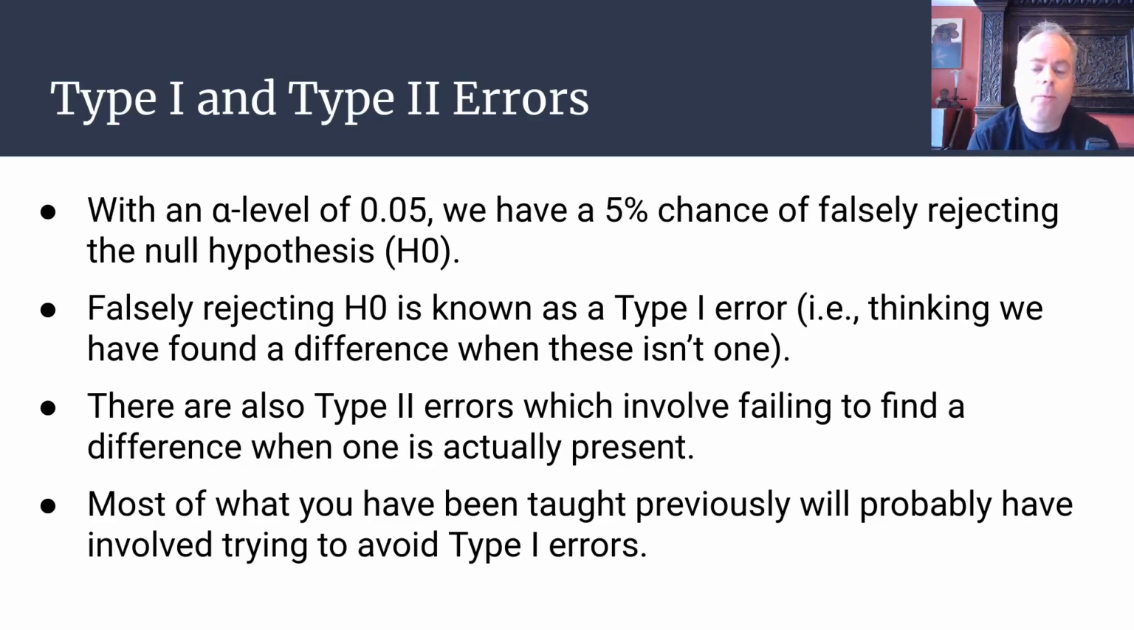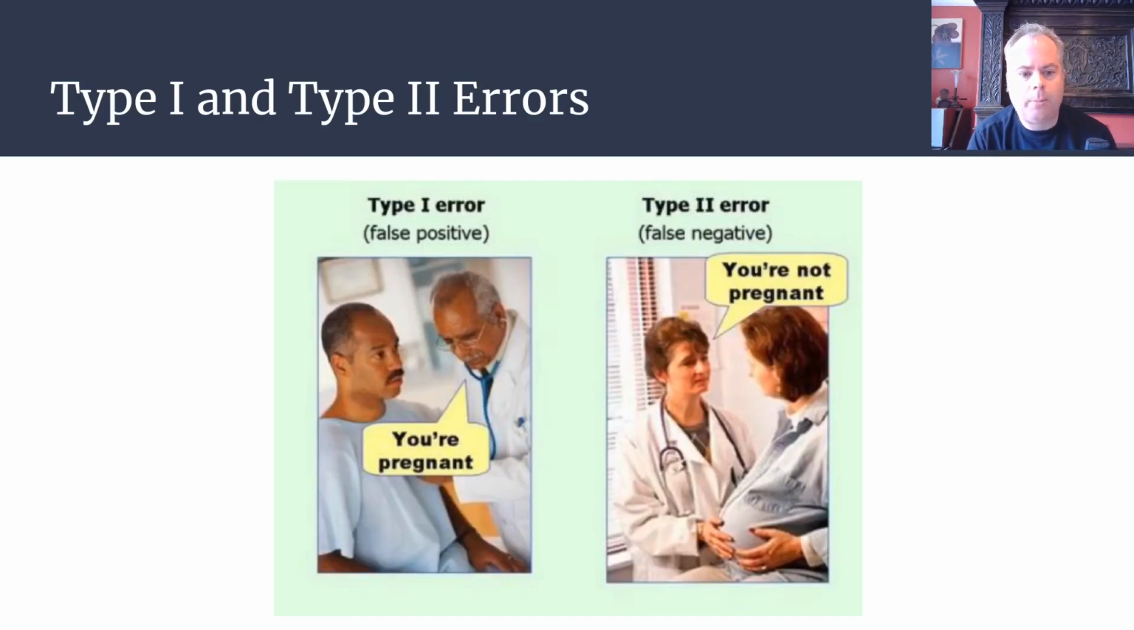And I guess most of what you've been thinking about in terms of type 1 and type 2 errors as undergraduates has tended to focus on type 1 errors, so thinking you've got an effect when one isn't actually there. But in addition to type 1 errors, there are also type 2 errors, which are kind of the converse of type 1 errors. Type 2 errors correspond to failing to find a difference when one is actually present. So it's failing to find an effect in your data, even though there is actually an effect there to be found. So type 2 errors are critically important.